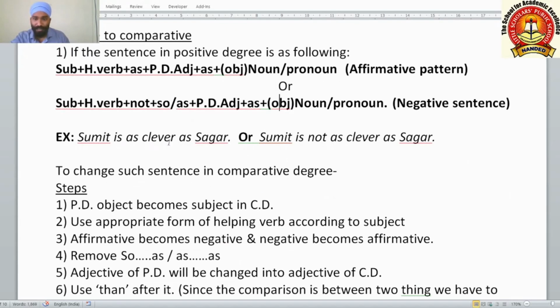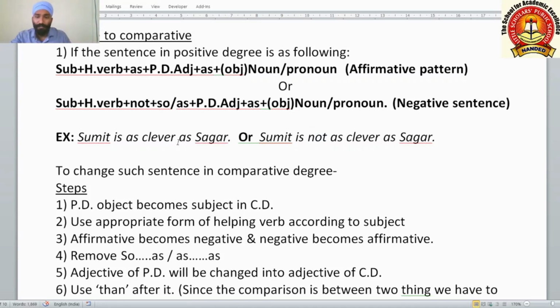Example: Sumit is as clever as Sagar. Here as is there and before that not is not there. So this is a positive sentence in positive degree. And here: Sumit is not as clever as Sagar. Here not is present. Don't confuse these two sentences. Both have different, opposite meanings.